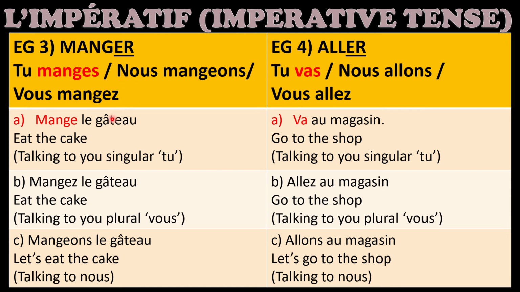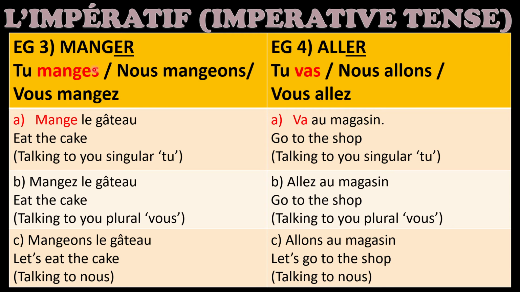Now, can you see the tu form here? If you're talking to one person, tu, you want to tell that one person to eat the cake. So mange le gâteau. But look at the spelling of mange in the present. It is M-A-N-G-E-S. In the imperative, it is M-A-N-G-E. What has happened? The S has got deleted. So that is the only change that happens in the imperative in the tu form only for verbs ending with ER.